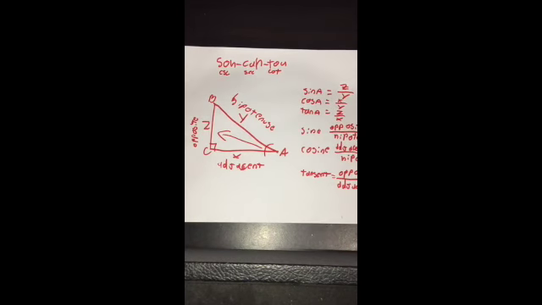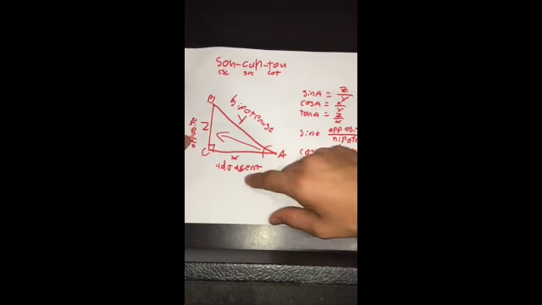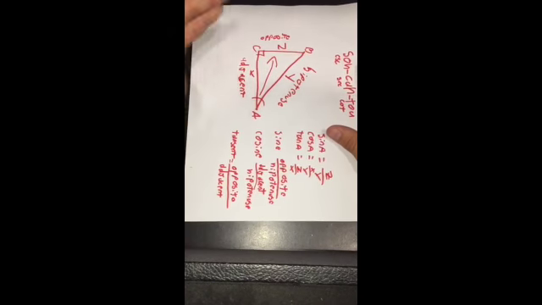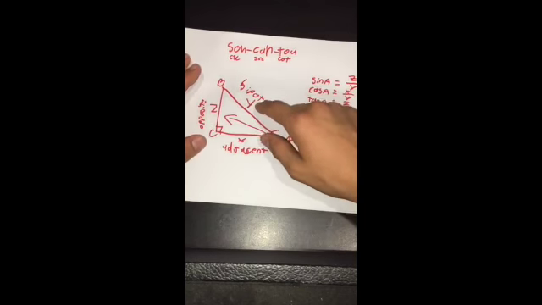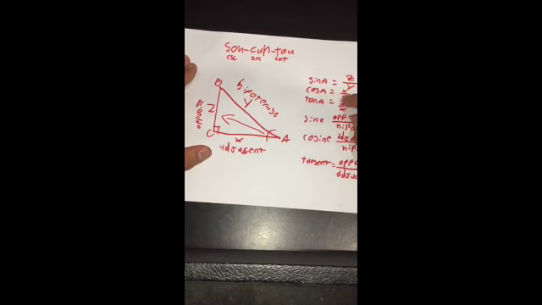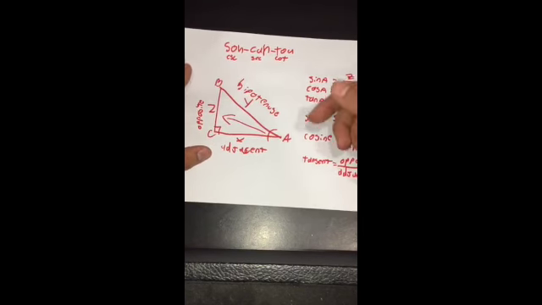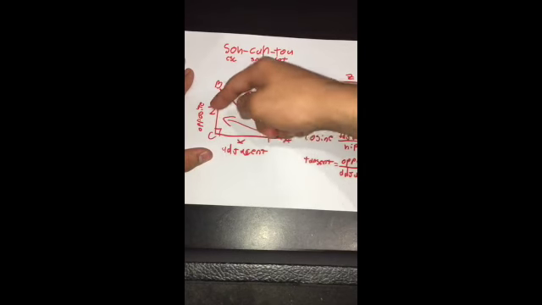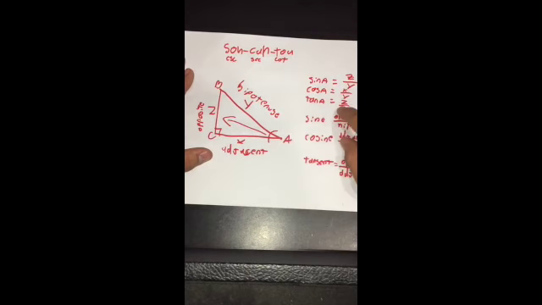To get the cosine of angle A, you're going to divide the adjacent side, which is always the side that is next to the angle, over the hypotenuse. So here it is, x over y. And to get the tangent, you're going to divide your opposite side over your adjacent side. Here it is, c over x.